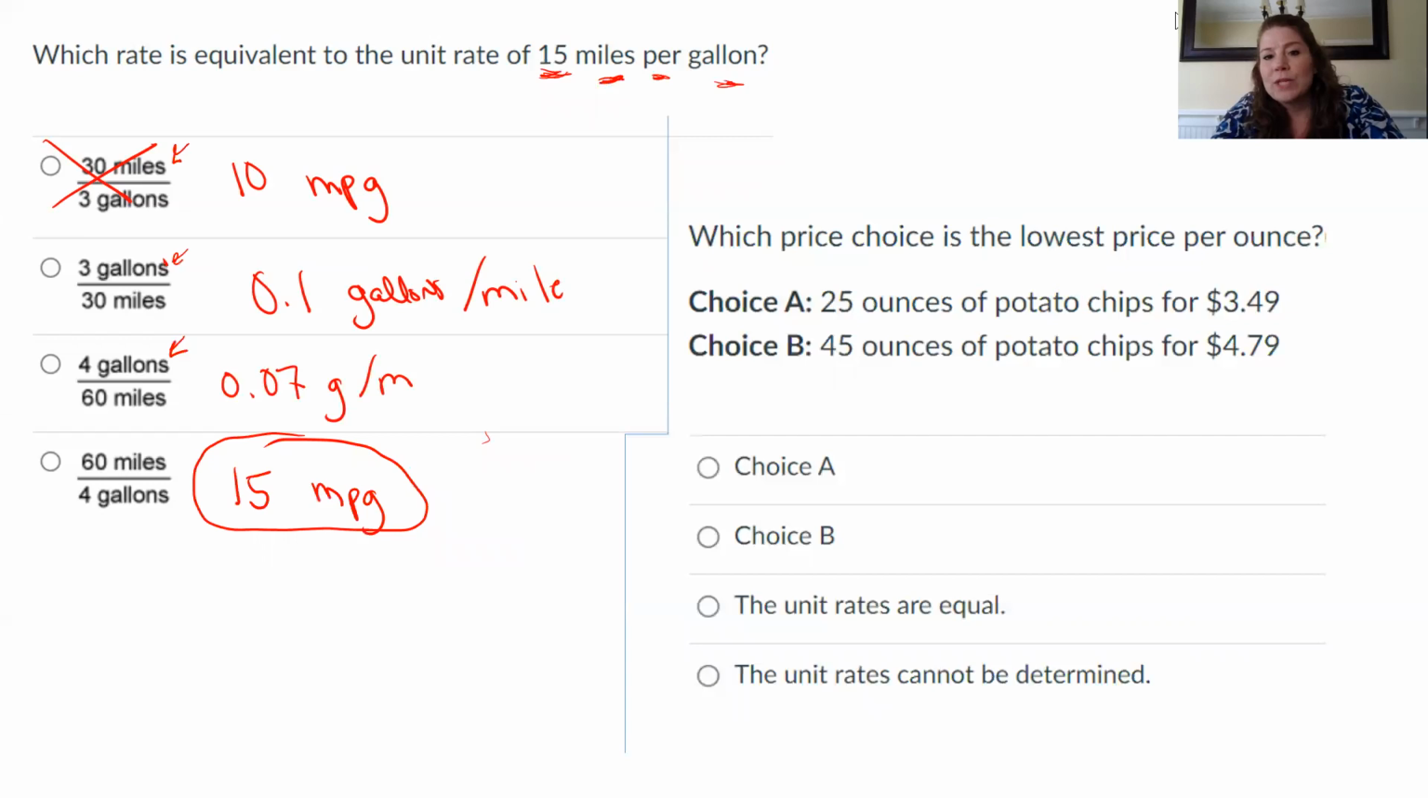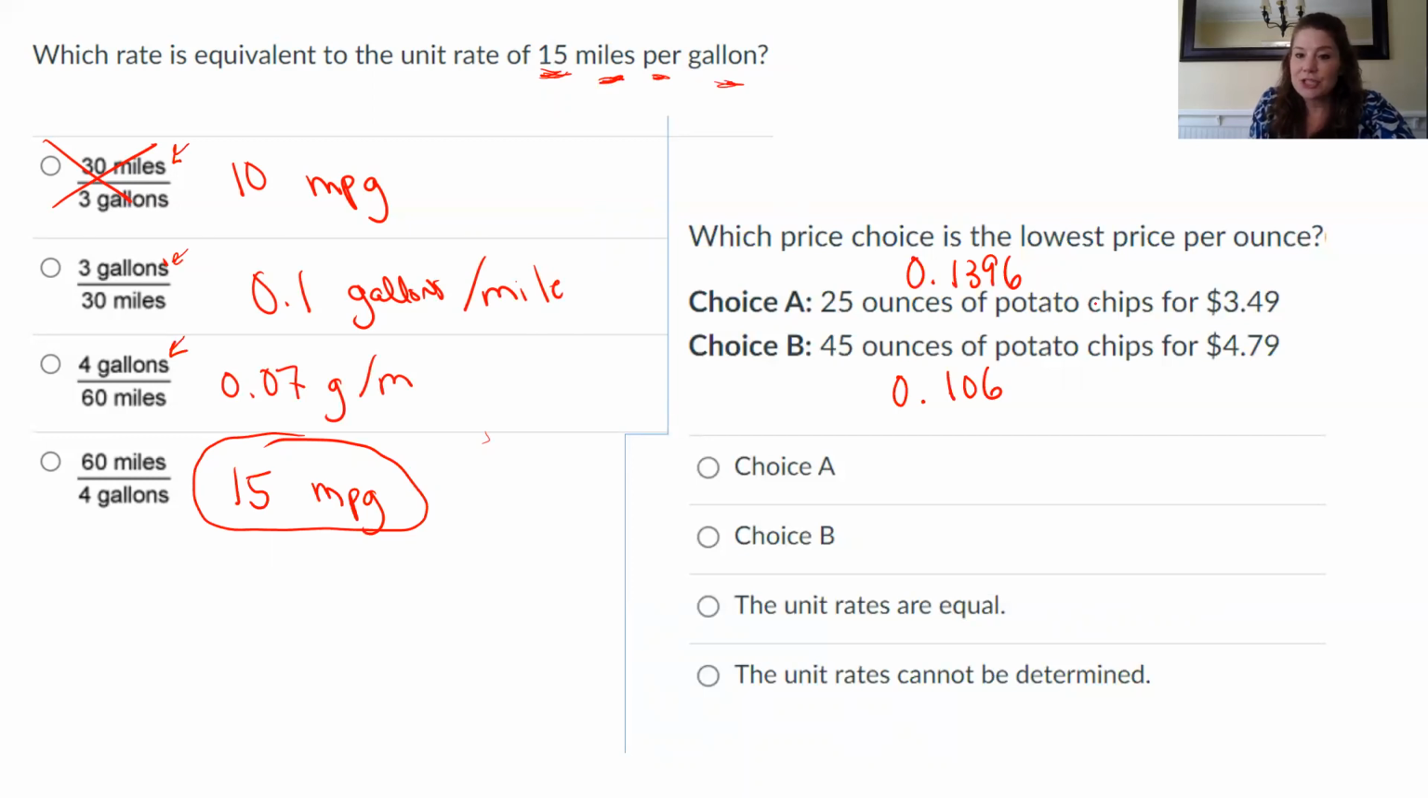It says, which price choice is the lowest price per ounce? So remember, we always divide our money by our quantity. So choice A, I'm dividing 3.49 by 25, and I get about 14 cents per ounce. The second one, I'm dividing 4.79 by 45, and that one I get almost 11 cents per ounce.